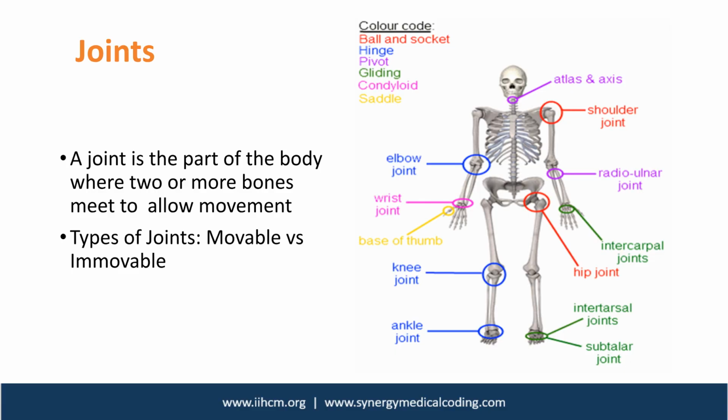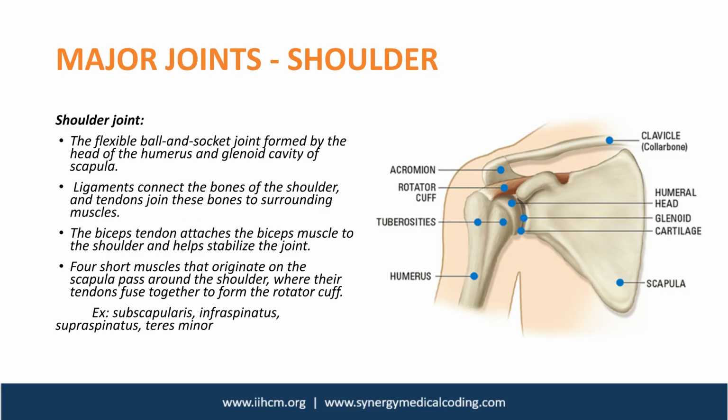A joint is where 2 or more bones meet to allow movement. Joints are classified as either movable or immovable. Examples of joints include the shoulder, elbow, hip, knee, and ankle. The shoulder joint is a flexible ball and socket joint. Ligaments and tendons stabilize it, and 4 short muscles form the rotator cuff, crucial for movement and stability.